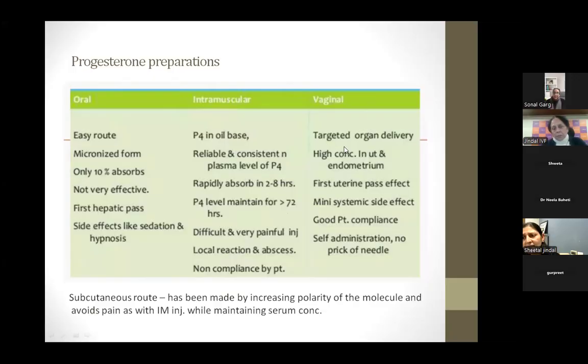And vaginal is like a targeted organ delivery. If you are giving vaginal progesterone, the serum concentration of the progesterone might be lower, but it does lead to high concentration in the uterus and endometrium. That is what we want. And there are very few systemic side effects, and patients find it much easier to use, and self administration is possible.